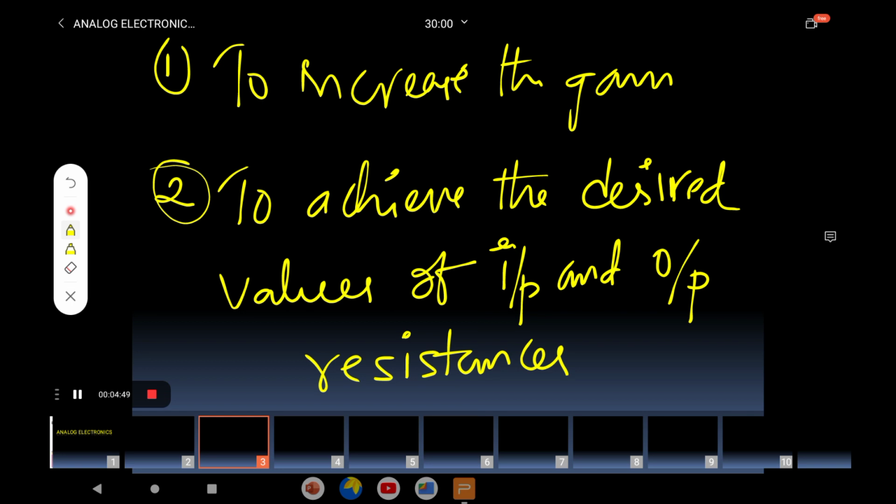That is reason one. The second thing is to achieve the desired values of input and output resistance. Sir, what is the use of this input and output resistance? Basically, based on these input and output resistances only, we can perform a lot of operations.